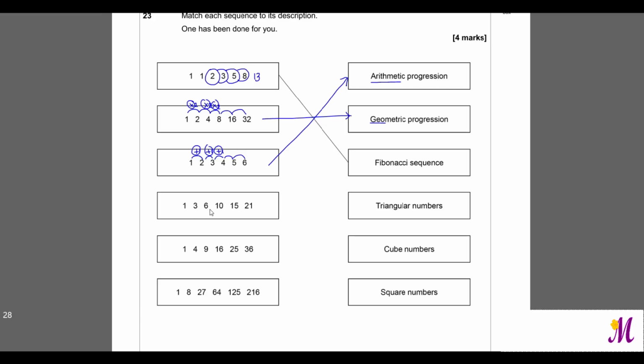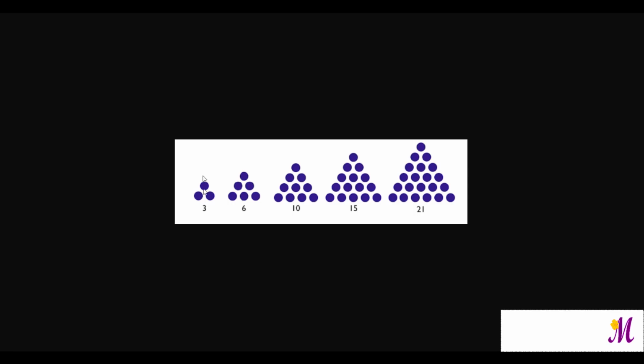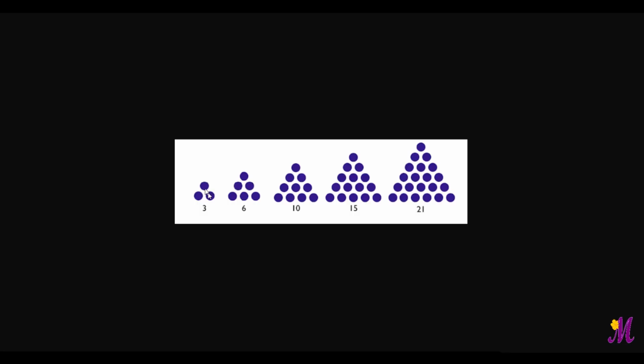1, 3, 6, 10, 15, 21. It looks like triangular numbers. Let me show you what the triangular numbers are. Can you see this pattern? So we have 3 circles here and then 6 circles. Every time you add another row, it makes this pattern of numbers 3, 6, 10, 15, 21. And you can actually guess what is before 3. It must be 1 circle here. So 1, 3, 6, 10, 15, 21 is a triangular sequence.